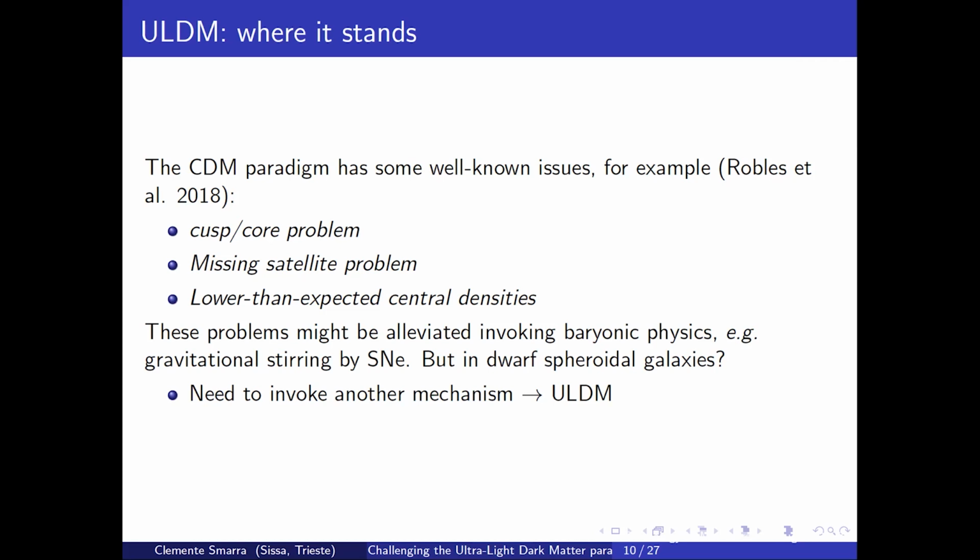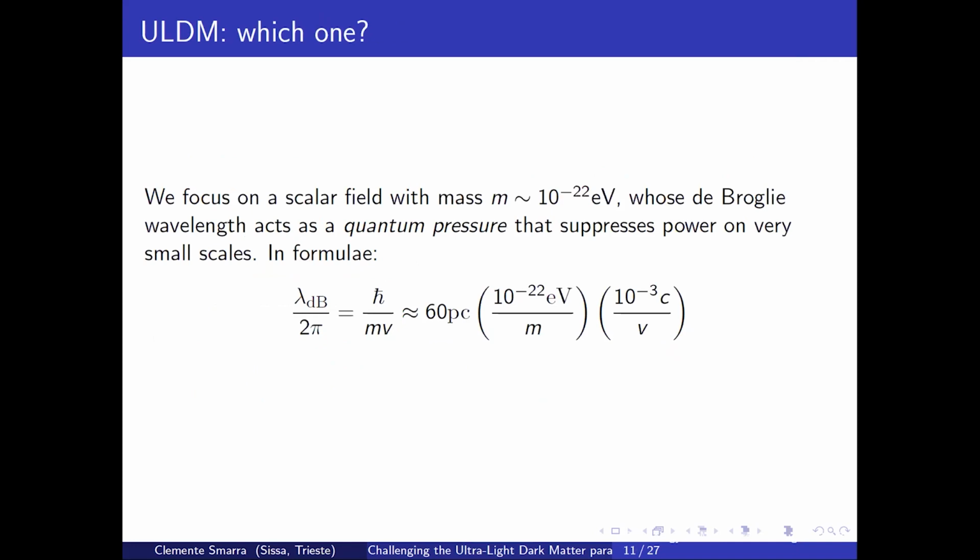These problems might be alleviated by invoking baryonic physics. For example, you can say there's some gravitational stirring by supernovae. But when you analyze dwarf spheroidal galaxies, which have no baryonic activity in the center, it's a bit more cumbersome. So we need to invoke another mechanism, which is ultralight dark matter in our case. We focus on a scalar field which has a mass of, let's say, 10^-22 electron volt, this order of magnitude, 10^-23, whose de Broglie wavelength acts as a quantum pressure that suppresses power on very small scales.